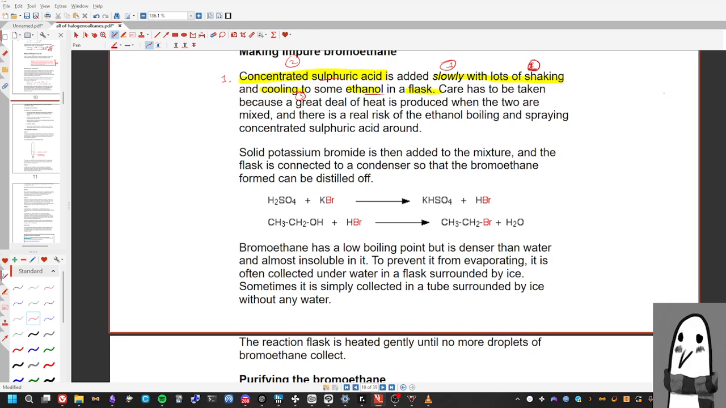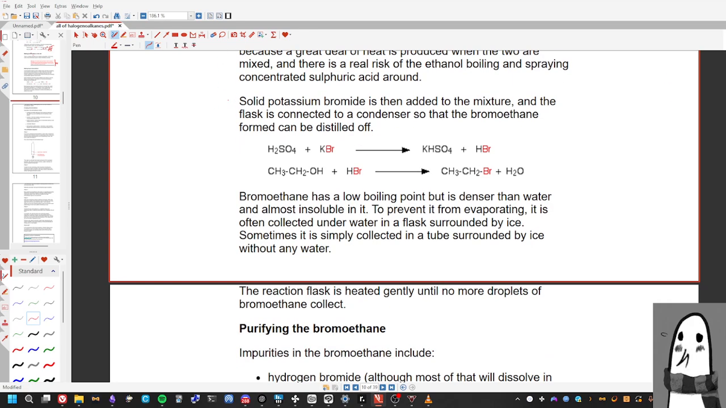Step number 2 is then to put in the solid potassium bromide, which could also be sodium bromide, into the mixture, and the flask is connected to the condenser so that the bromoethane formed can be distilled off immediately. Why does it need to be distilled off? I'm not sure. So you have your KBr forming the HBr, forming the haloalkane.